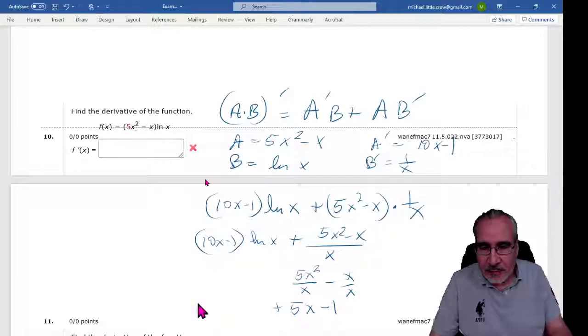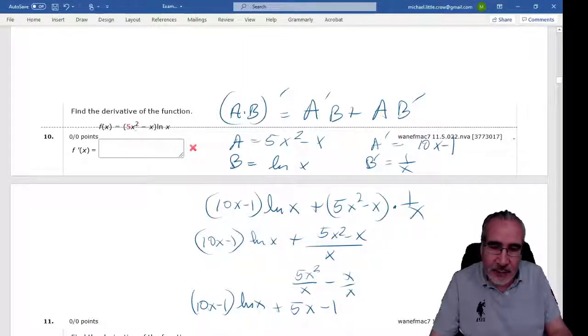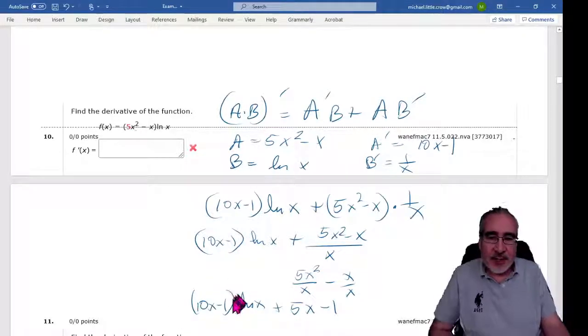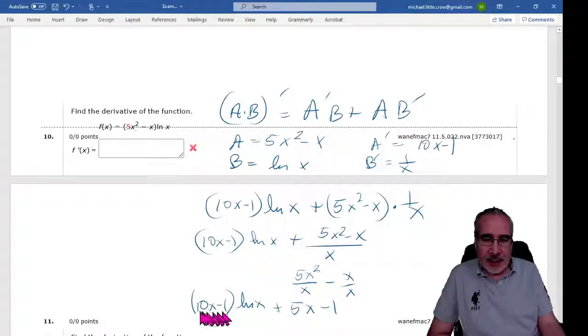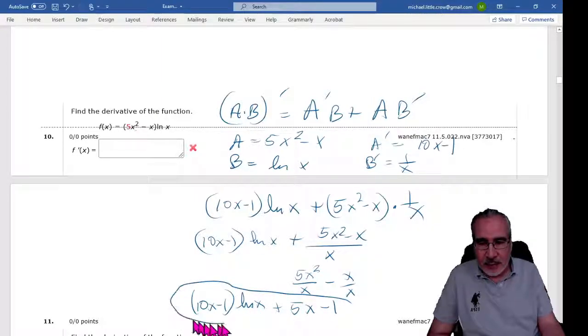Here we've got 10x minus 1 natural log of x. If I had 10x minus 1 over there, I could factor that out, but I don't see that happening here. Even if we distribute, we're not going to have like terms because we've got this natural log of x. I think it's about as far down as we could really take it.